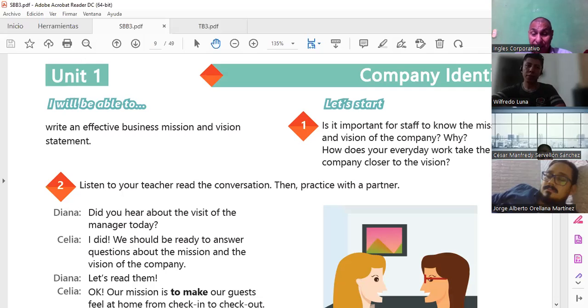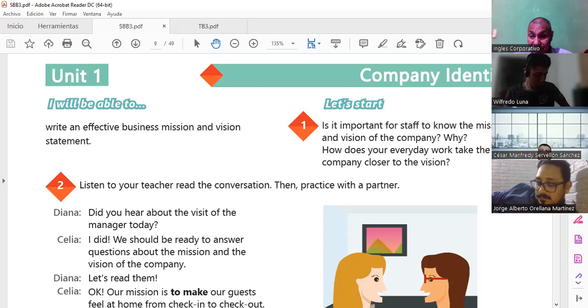Yes, you're right. And Cesar, do you think it's important for you to know the mission and vision statement of the company? And why? I think the mission and vision statement is very important because they help us to follow and plan our goals. Yes, very good. If you know the mission statement and the vision of the company, you can plan your goals and see if in 3 months you are meeting those goals.